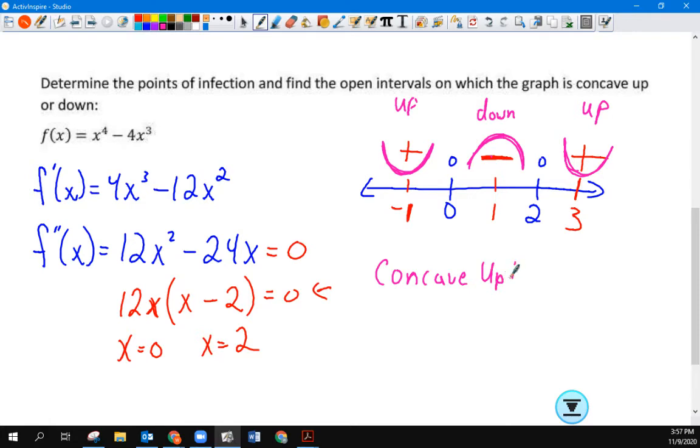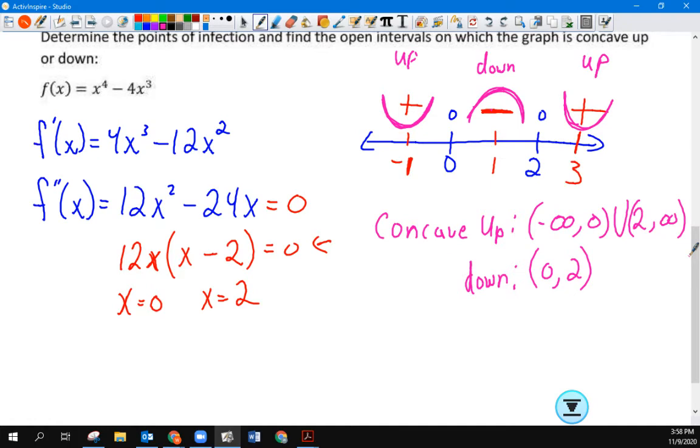And my concavity, I'm concave up from negative infinity to 0, and from 2 to infinity. I'm concave down in between 0 and 2, and that's it. Okay? So yes, these are both points of inflection, and I just write POI, that's what I call them. So both of them are points of inflection. Why are they points of inflection? Because our concavity goes from positive to negative or negative to positive. So it's just like a first derivative test.